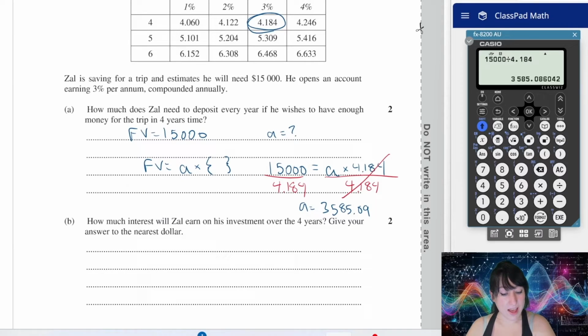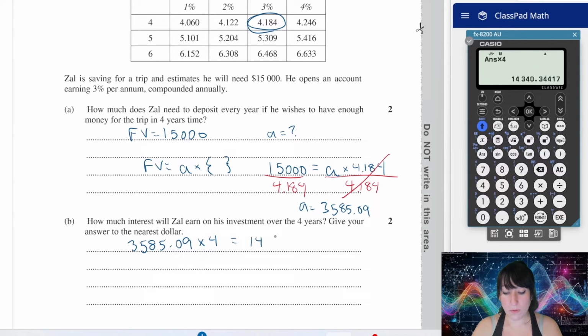Now for part B, how much interest will Zal earn on his investment over the 4 years? Give your answer to the nearest dollar. Now remember, interest isn't always about using a fancy formula. Interest will be the difference between the amount invested and the amount you have in the end. So Zal is depositing, as we learned in part A, $3,585.09 every year for 4 years. We want to know how much he puts into the account altogether. So we'll times that by 4.